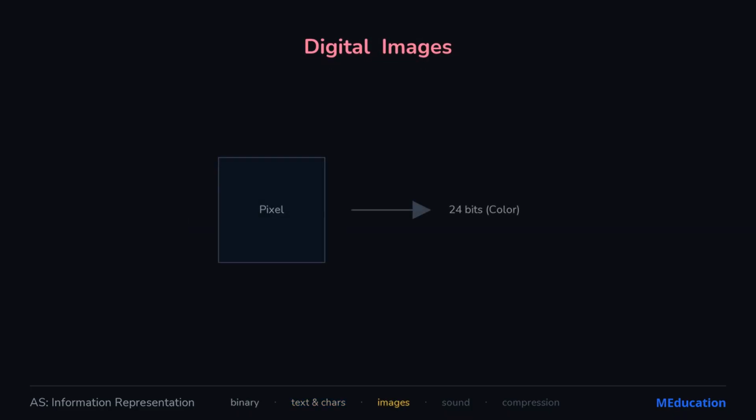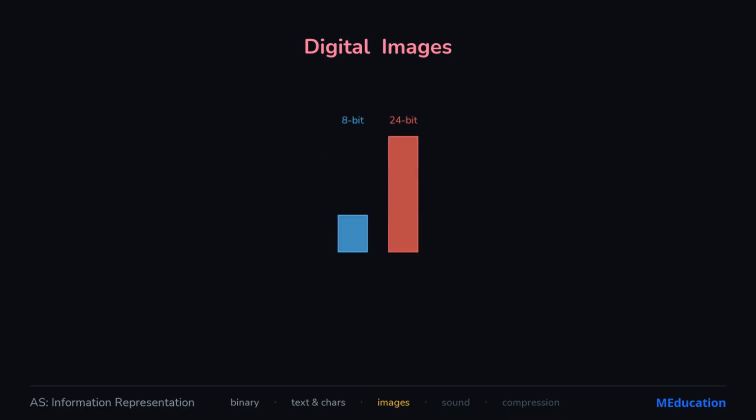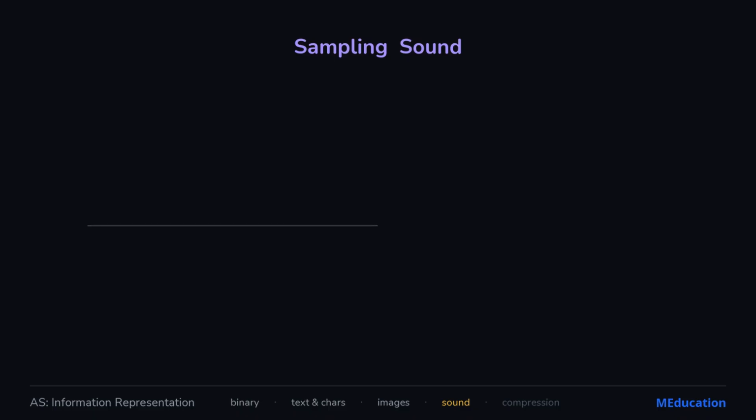A bitmap image slices a picture into a grid of tiny squares called pixels. We record the color of each pixel using binary. The more bits we use per pixel, the more specific colors we can display. But there is a harsh trade-off. Increasing the resolution or the color depth means storing millions of extra bits. This drastically inflates the file size, which is exactly why high-definition photos take up so much storage.